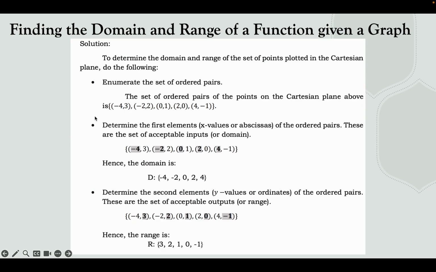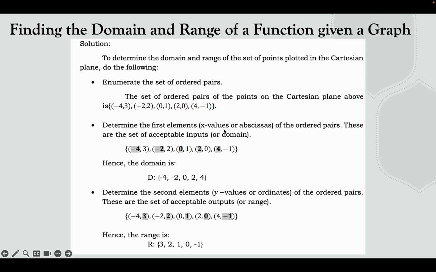So all we need to do first is enumerate the set of ordered pairs. We've already identified the set of ordered pairs here. When you say a set of ordered pairs, that means it includes braces, right? So don't forget, when you enumerate the set of ordered pairs, to put braces: {(-4, 3), (-2, 2), (0, 1), (2, 0), (4, -1)} based on the given graph.